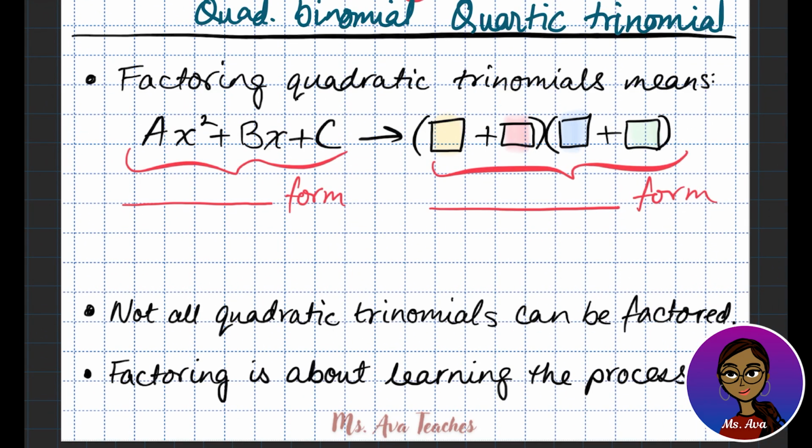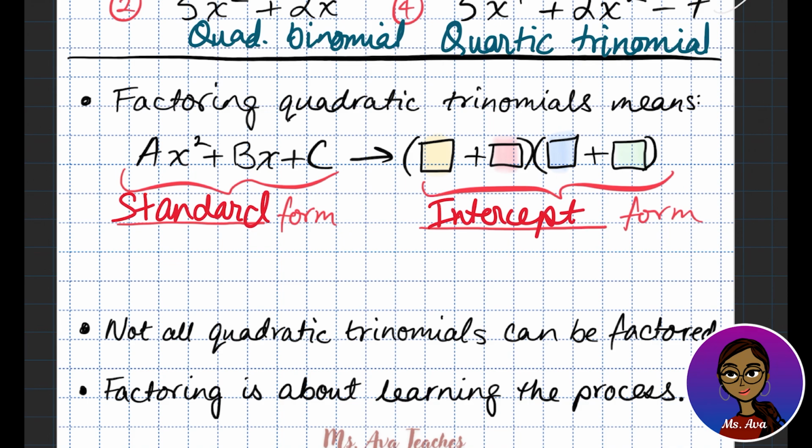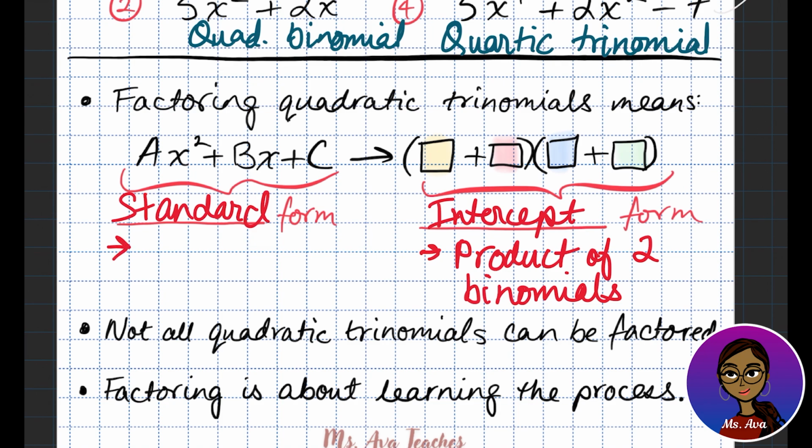Then the next thing, when it comes to factoring quadratic trinomials, is what it means to factor a quadratic trinomial. That means that we're taking it from this form right here, the ax squared plus bx plus c, which by the way is called standard form, and we're putting it into this new format right here, which looks like two like groups that are multiplied together, and this is called intercept form. In intercept form, you can see that these are actually going to end up being binomials. Intercept form is a product of two binomials, whereas the standard form is just the regular trinomial.